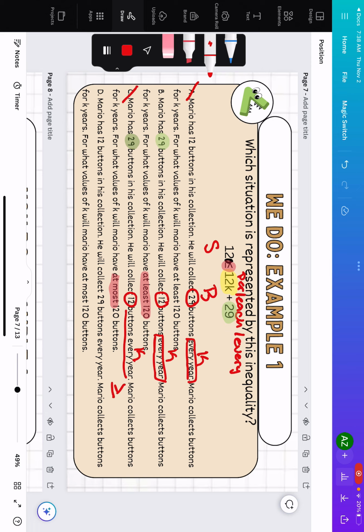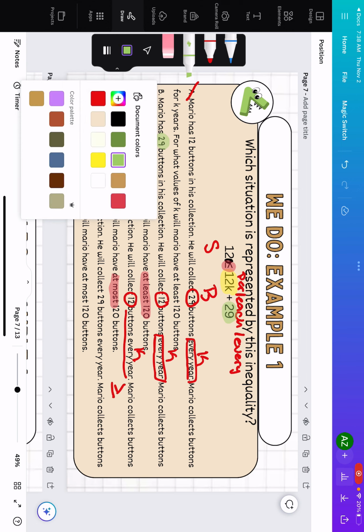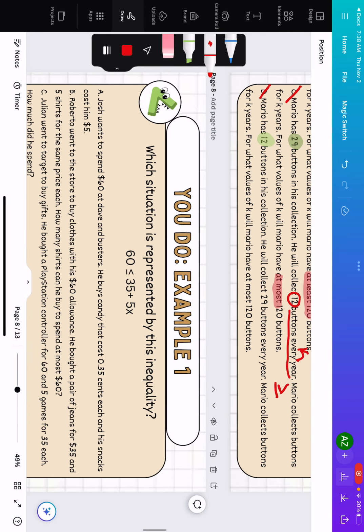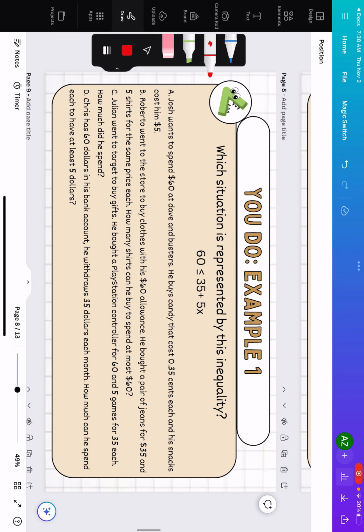The next one says Mario has 12 buttons in his collection. Again, that only happens once, and when we look up here, that's not the number that happens once. So we can cancel that out. Go ahead and do the same thing that we just did for this question. If you need to go look back and rewatch the video, go ahead and do so.